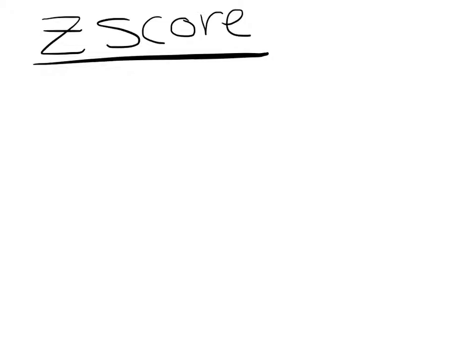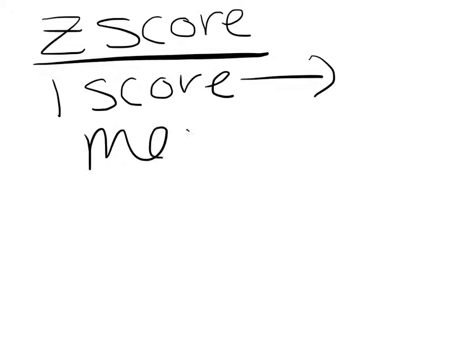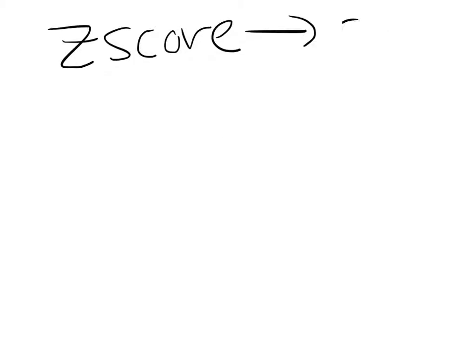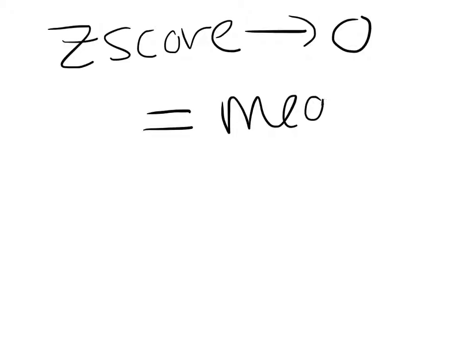The z-score is a measurement used in statistics to describe the relationship between one score and the mean of all of the scores in the group. A z-score of 0 means that the score that you have selected is equal to the mean. A z-score that is negative or positive will tell you how many standard deviations that score is from the mean.